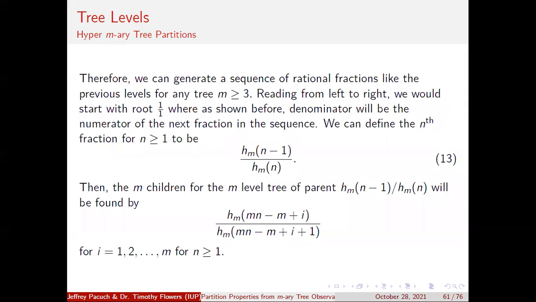So what can we see from this? Notice equation 13 should be familiar from when we found the nth term in the sequence from when we did the 3-ary tree, right?